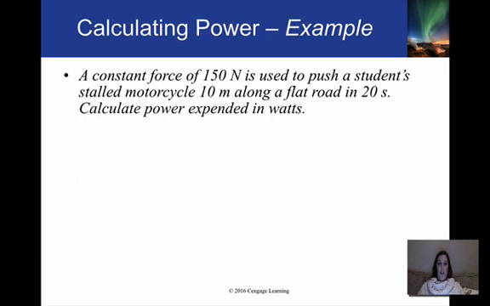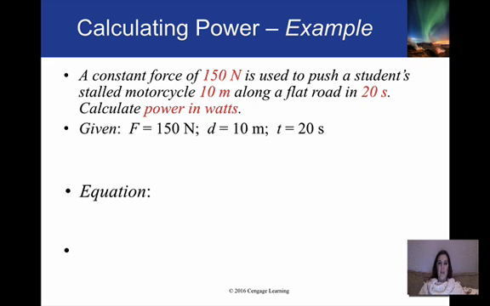Okay, so we're going to use the power formula to solve these examples. Go ahead and put it right on your notes this time. A constant force of 150 newtons pushed a stalled motorcycle 10 meters along a flat road in 20 seconds. Calculate the power expended in watts. Okay, so some things that we know. We know that the force is 150 newtons. The distance traveled is 10 meters, and the time that it's allocated in is 20 seconds.